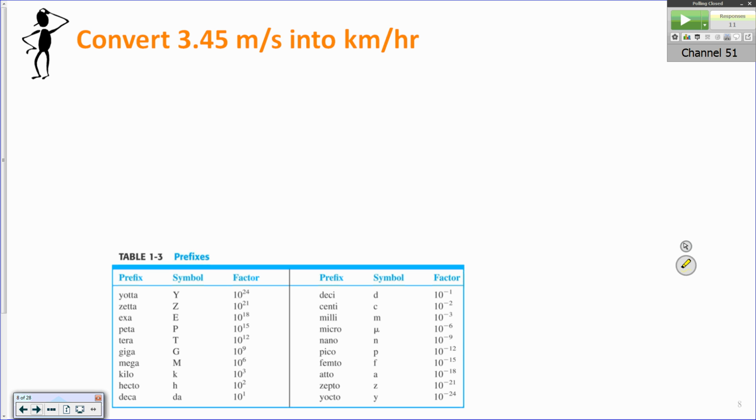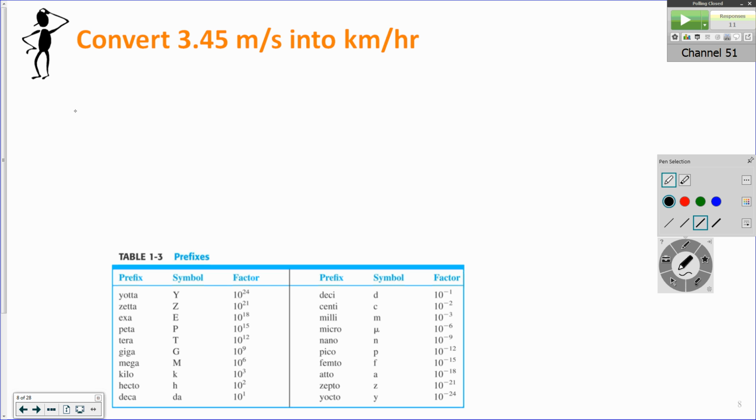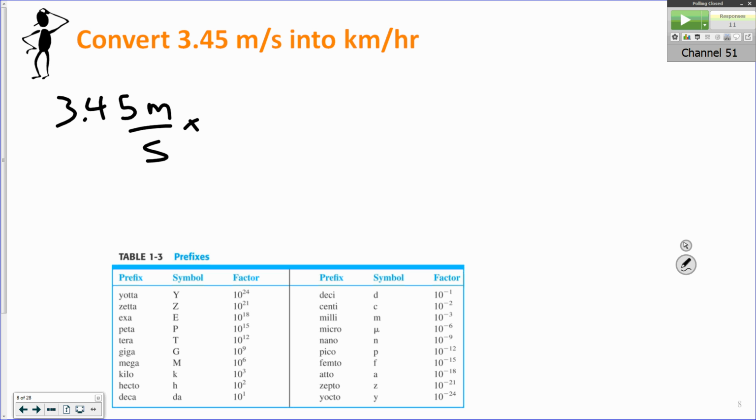There may be a couple of things that I repeated here that were in the videos, but I just want to give you an opportunity to ask questions for this first portion. On this one, it's a speed, 3.45 meters per second. I'm going to do two conversions. I want to take meters into kilometers on top, and on the bottom I want to take the unit of time in seconds and go to hours.